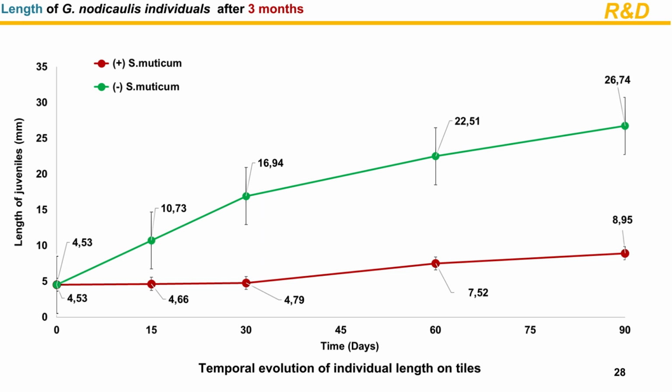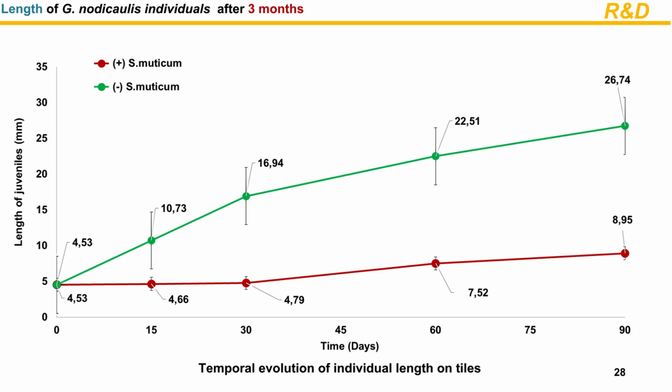By 1 month, the difference became more obvious. The control group reached nearly 17 millimeters, while the Sargassum groups remained below 5 millimeters, suggesting possible chemical inhibition from Sargassum on Gongolaria nadicalis juveniles. By 2 months, the control group kept growing while the impacted group barely advanced. Finally, at 3 months, the cleaned zone reached about 26.7 millimeters, while the impacted zone was stuck at 7 millimeters, less than a third.